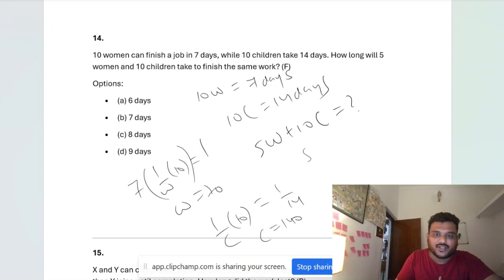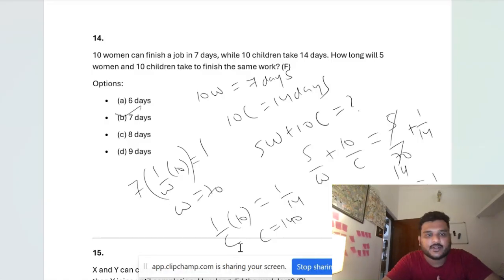Now what we want is actually 5 into 1 by W, which is work done by one woman, plus 10 into 1 by C, work done by one child. How much is this? So 5 by 70 plus 1 by 14. 5 ones are 5 and 5 sevens are 35, so 1 by 14 plus 1 by 14. So 2 by 14 or 1 by 7. So 7 days.